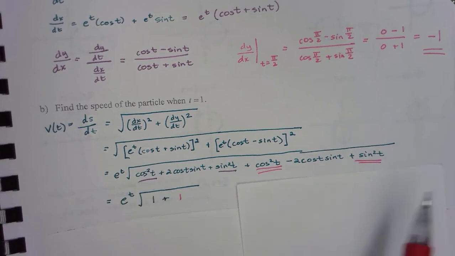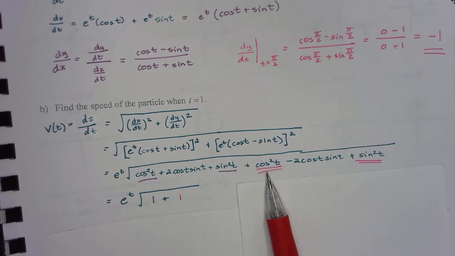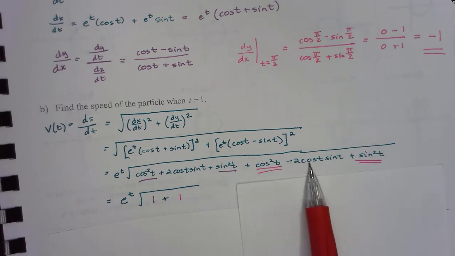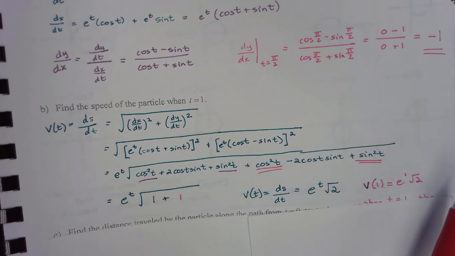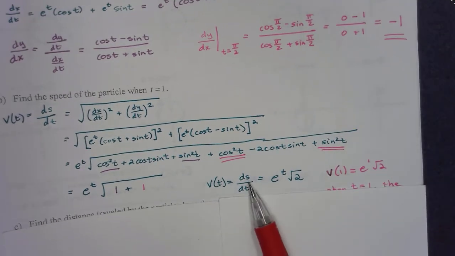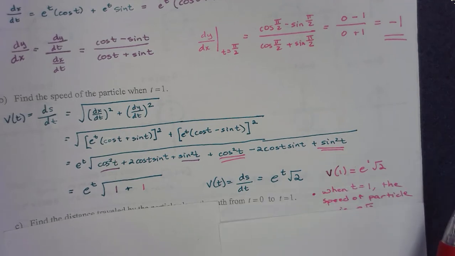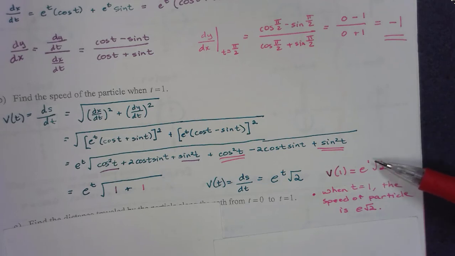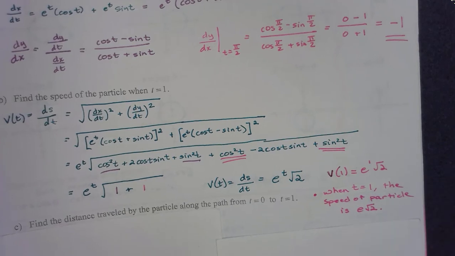Combine similar terms. Notice that I have cosine squared plus sine squared. That's going to give me 1. Cosine squared plus sine squared, that's going to give me 1. I have 1 plus 1, square root of 2. These two terms are going to drop out. And there is my speed, which is ds/dt, is e to the t times the square root of 2. And now I can find it at 1. My speed at t equals 1 is e to the 1 times the square root of 2, so the speed of the particle is e times the square root of 2.